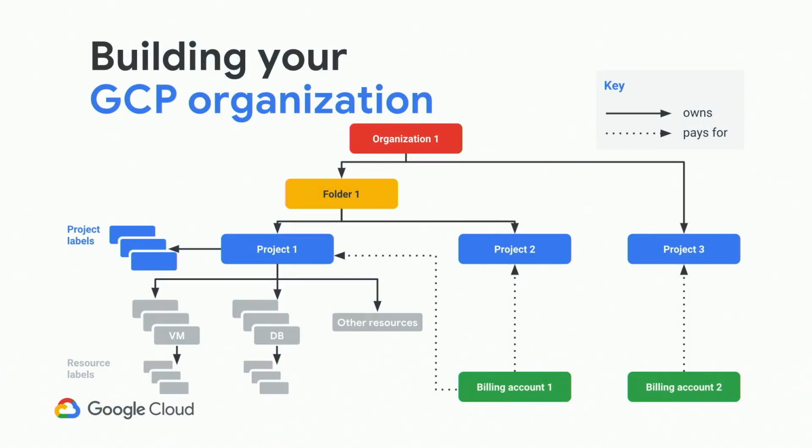And then finally, I mentioned that there are labels that help you do a bit more of a bottoms-up allocation of costs. So you can attach labels to each project, for example, the cost center that the project represents, and you could attach labels to each VM, for example, the environment that the VM is in.